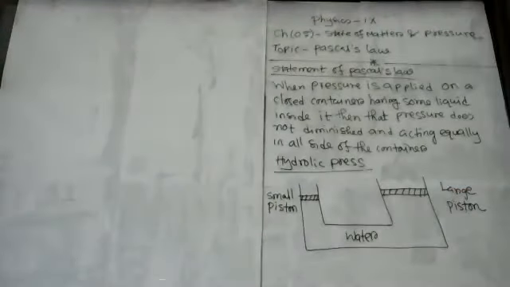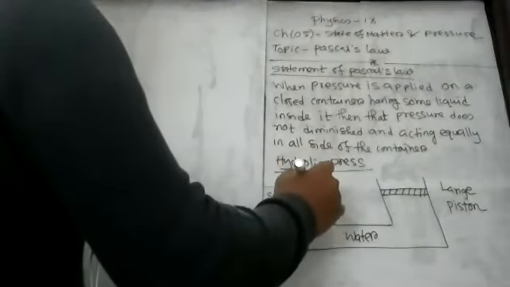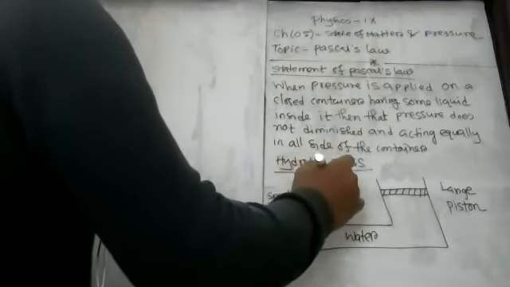My student, or large valve. And then the applied pressure on the small piston, my dear student, suppose it is P1. And the obtained pressure at the large piston will be called P2.